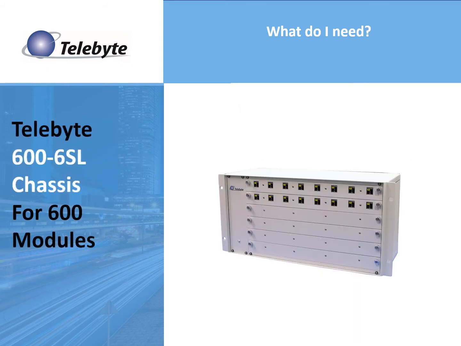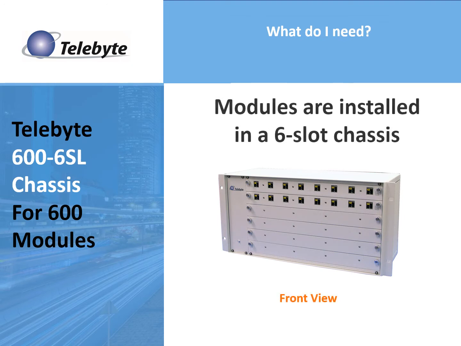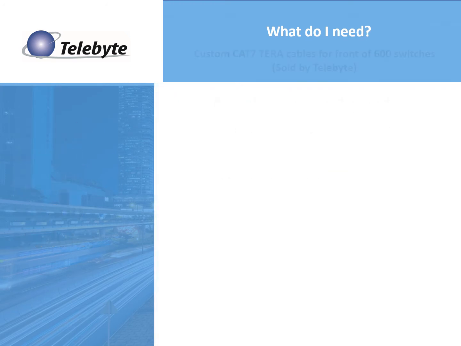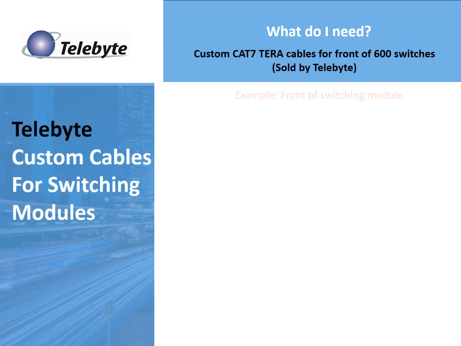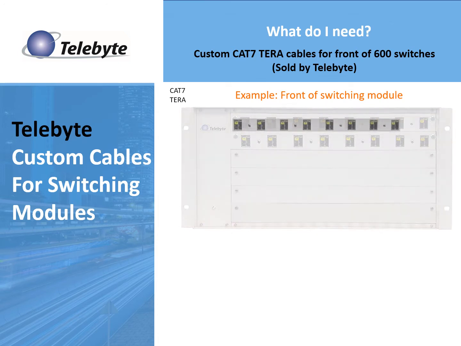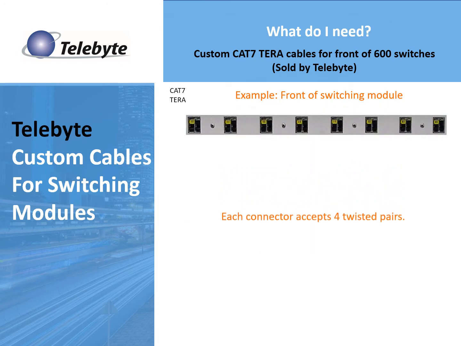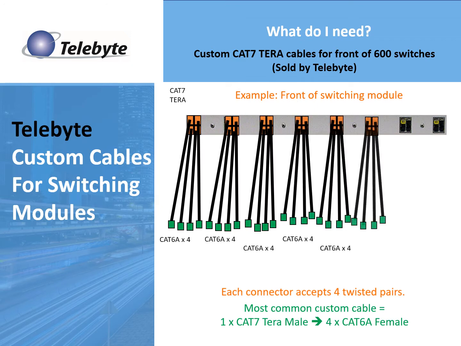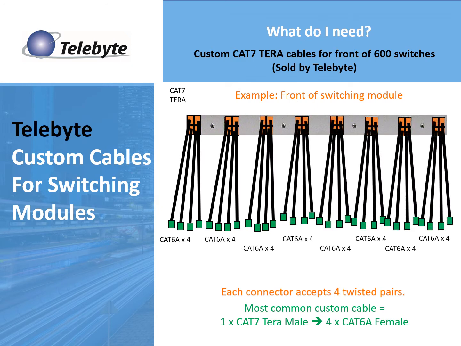Our two modules are installed in the 600 6SL 6-slot chassis. This compact chassis is only 4U high and fits into a 19-inch rack. The 600 switching modules use Cat7 Terra connectors that accept up to 4 twisted pairs. This allows for the compact design. The most common cable has one Cat7 Terra male on the switch side and 4 Cat6A female connectors on the device side. Telebyte offers the custom cables needed.